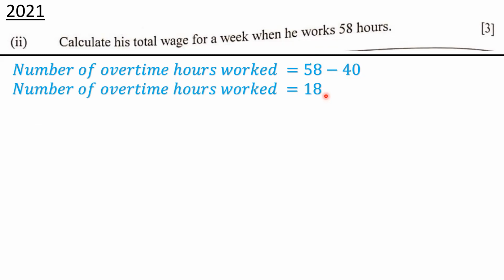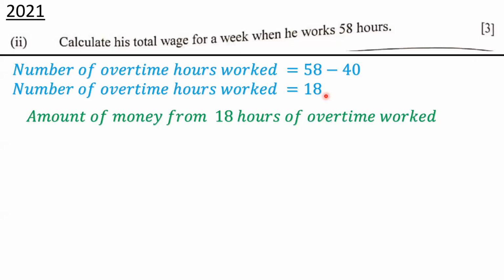Okay. Now we're going to figure out how much money he got from the 18 hours overtime that he worked. We're going to say 18 multiplied by the hourly rate that he's paid for 1 hour of overtime. And so 18 times 57.60 is going to give us $1,036.80. And so we have right here his overtime pay.